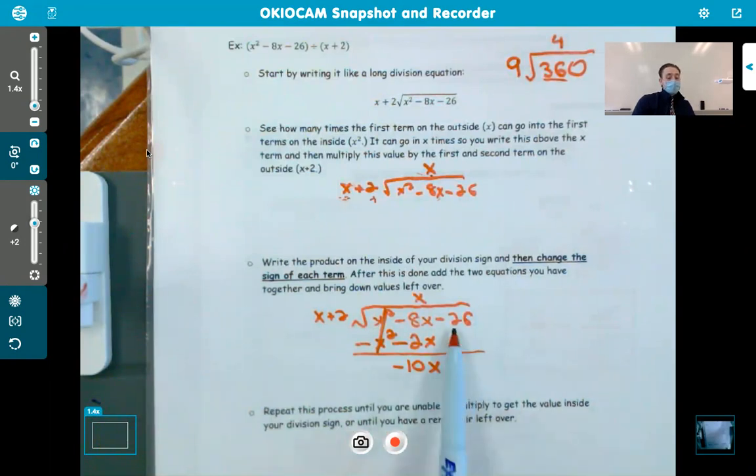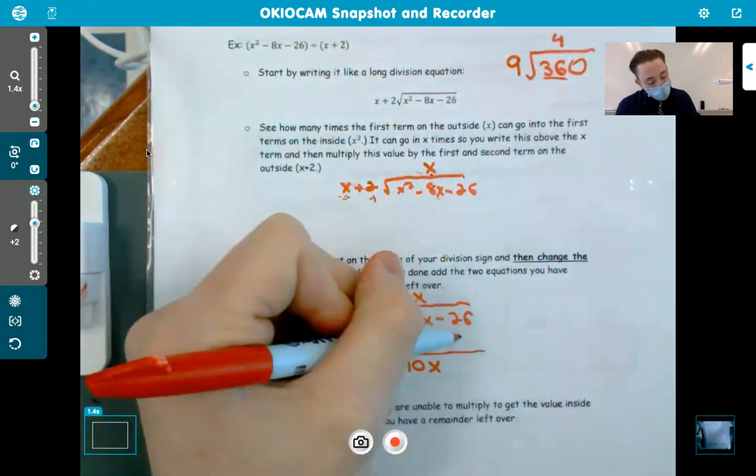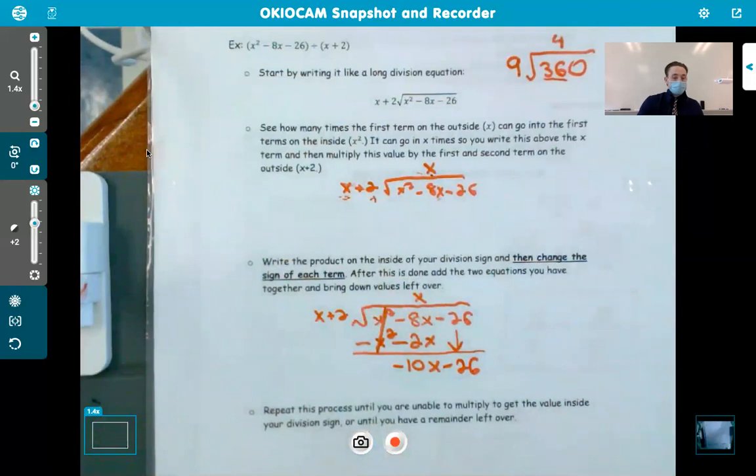And then I have that negative 26. Well, very similar to normal long division. If I had anything left over, I would bring that down. And now I have negative 10x minus 26 left over. What I do from here is just repeat that process, right?